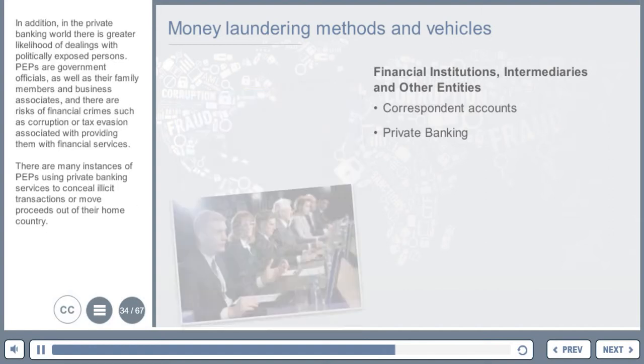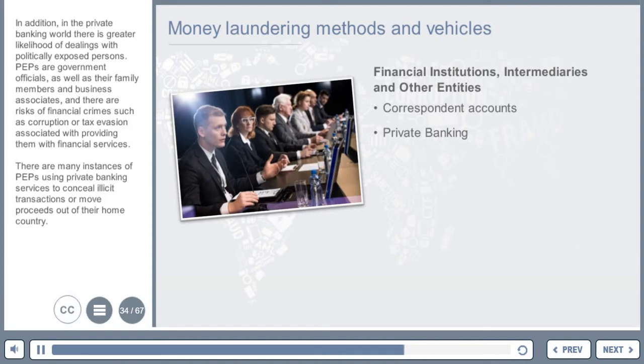In addition, in the private banking world, there's greater likelihood of dealings with politically exposed persons. PEPs are government officials as well as their family members and business associates, and there are risks of financial crime such as corruption or tax evasion associated with providing them with financial services. There are many instances of PEPs using private banking services to conceal illicit transactions or move proceeds out of their home country.